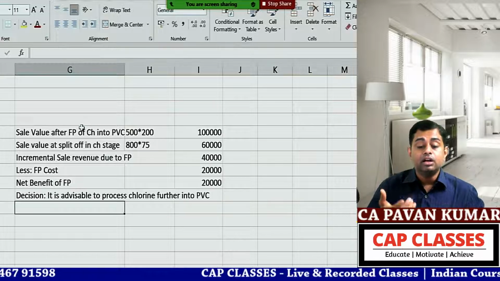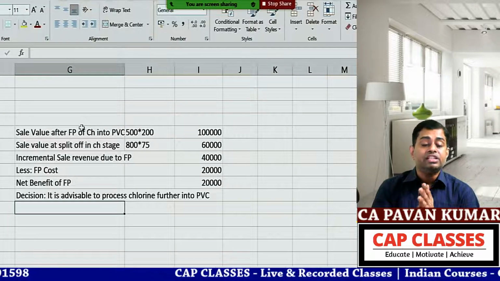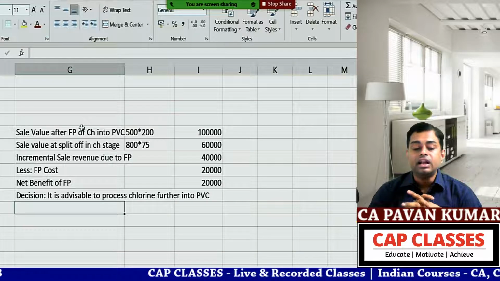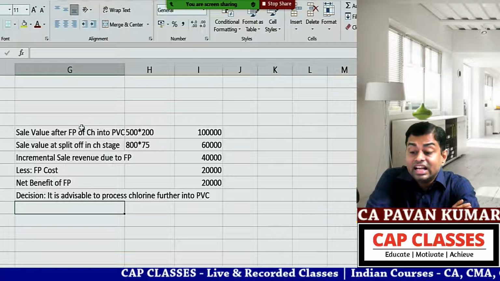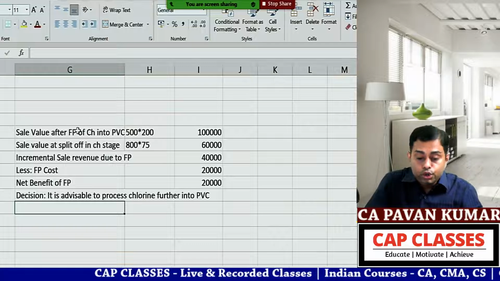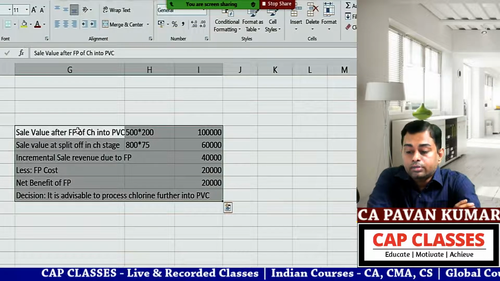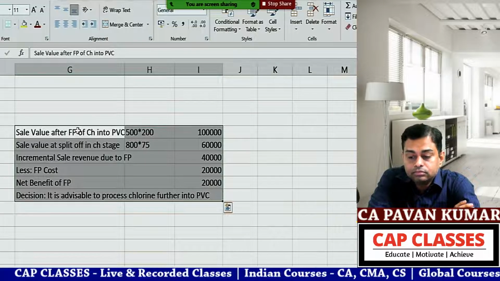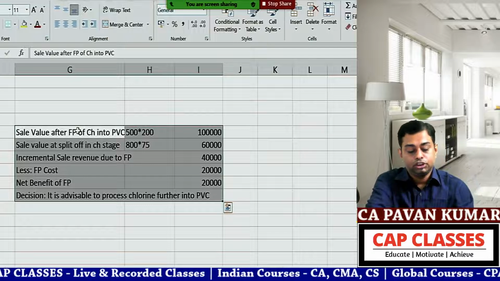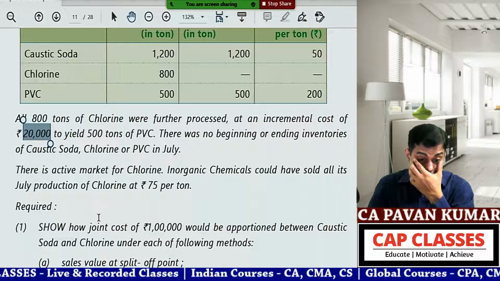It is advisable to process chlorine further into PVC since there is an incremental net benefit. So guys, do you understand this para? Ramya, you understand this? Very good, sir. Super. So we'll go back to the question. Read.